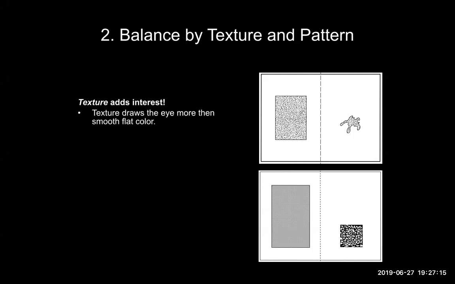Texture will draw the eye more than a smooth, flat color. So down on the bottom there, even though that large rectangle of gray is kind of dominating the left side, our eye is drawn to that more intricate, textured, smaller square on the right. So those two balance each other out.